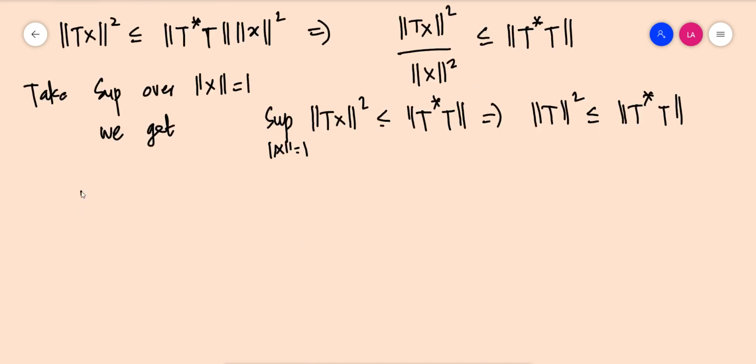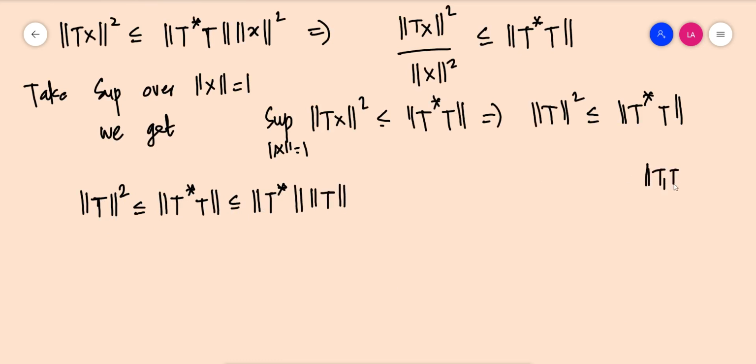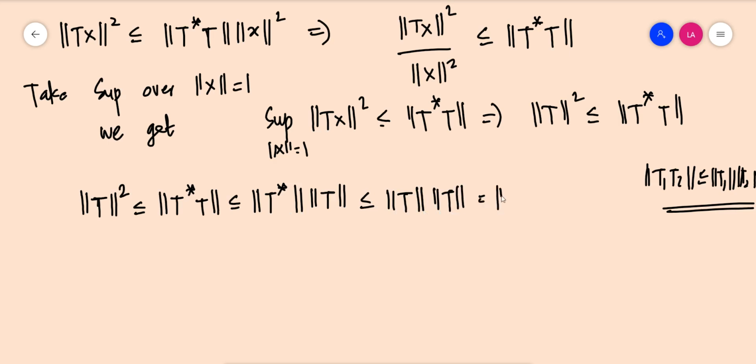So thus we obtained that norm t square is less than or equal to norm t star t, which should be less than or equal to norm t star times norm t. Using the inequality, norm of t1 t2 is less than or equal to norm t1 times norm t2, where t1 and t2 are bounded linear operators. Here t star and t are bounded linear operators. Also we have proved that norm t star should be equal to norm t. So this should be equal to norm t times norm t, which is norm t square.